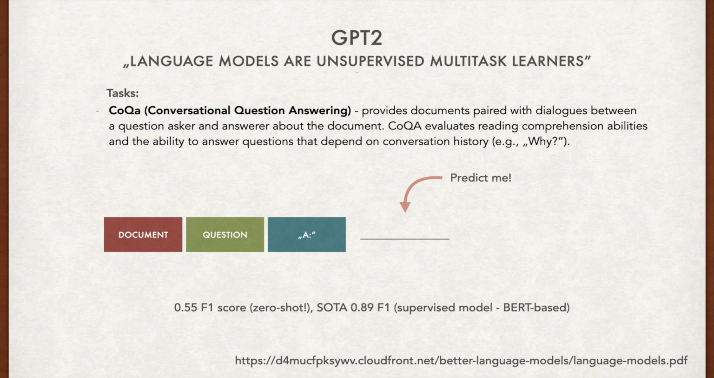There are also some tasks that require not only to fill the gap with a single word or phrase, but to generate longer pieces of text. An example of such a task used in GPT-2's evaluation is CoQA, which stands for Conversational Question Answering. It provides documents paired with dialogues between a question asker and a question answerer about the document. CoQA evaluates reading comprehension abilities and the ability to answer questions that depend on the conversation history.